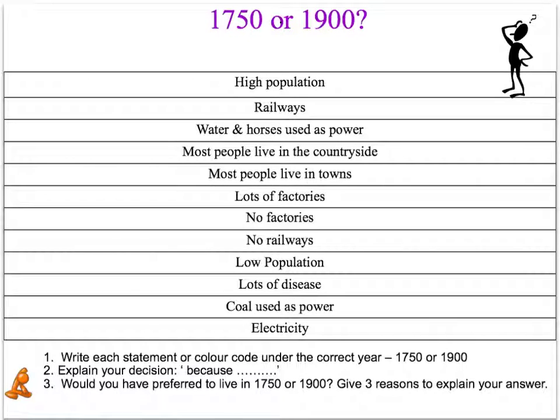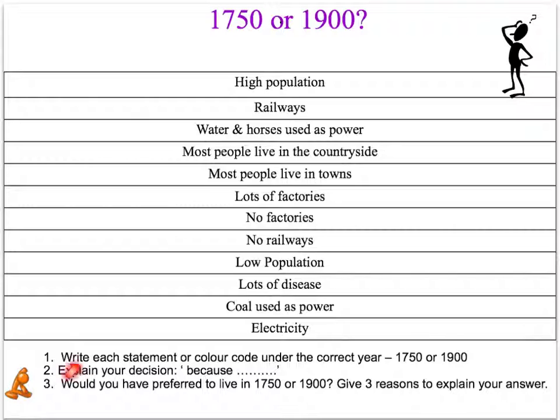Your first task. Do the statements listed here relate to Britain in either 1750 or 1900? As per the instructions here at the bottom, you can either write in the date or provide a colour coding system whereby you identify which statement relates to which date. If you colour code, you will need to provide a key.